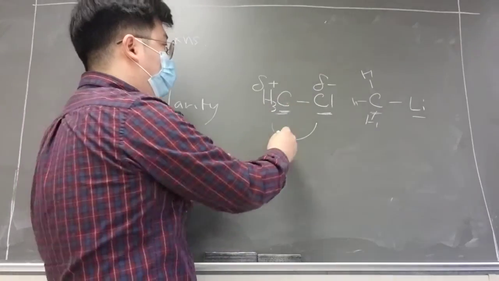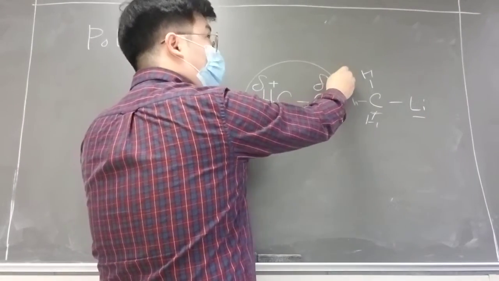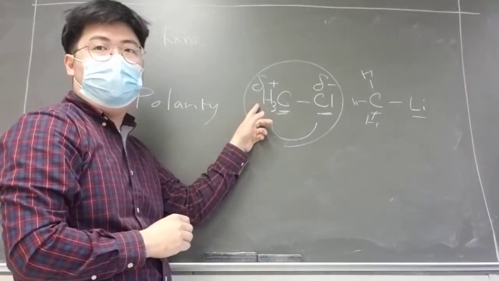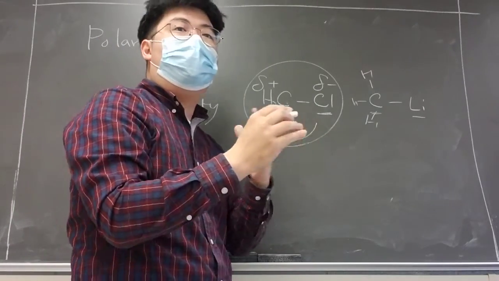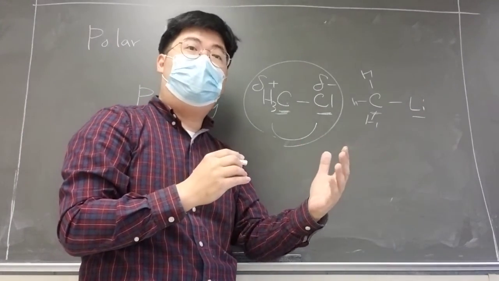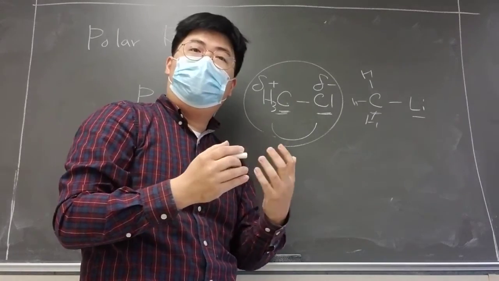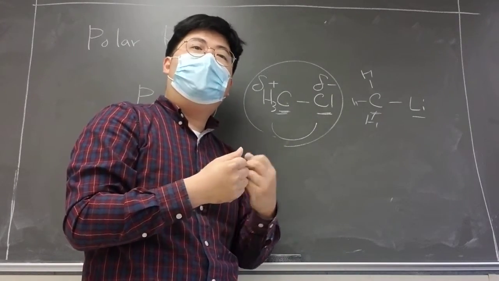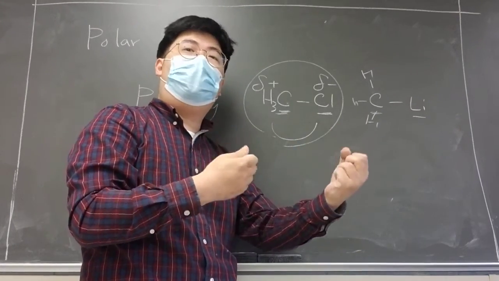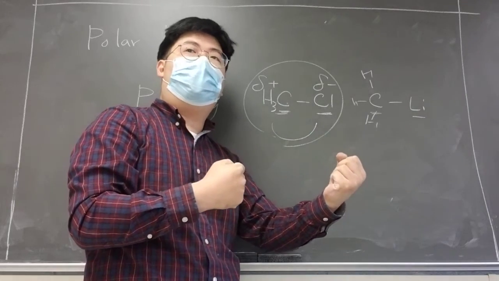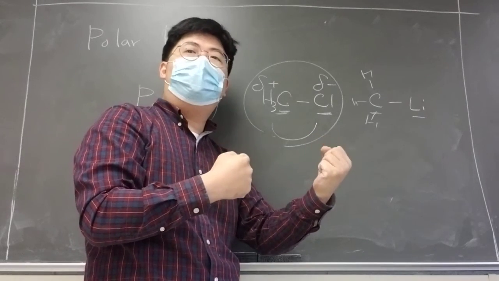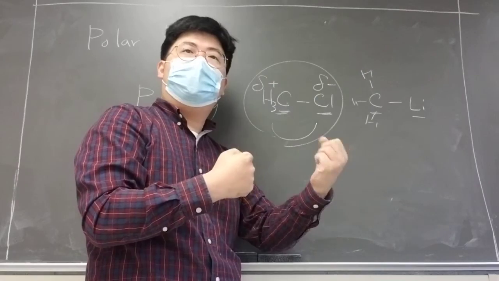Relatively speaking, this part has a slightly negative charge and this part is slightly positively charged, because they don't share the same electronegativity. They don't have the same power to pull the electron to themselves. That makes the change in electrical potential on two different atoms in the molecule. That makes this compound polar. Does that make sense, right?